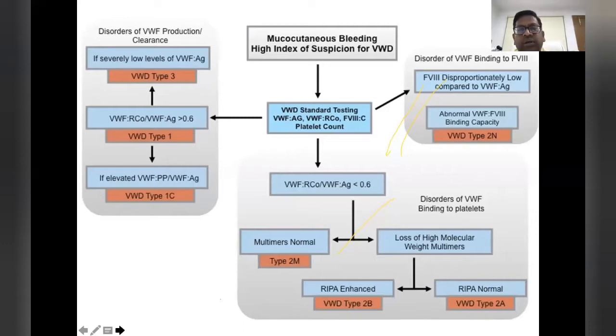The other way around, if there are disorders of von Willebrand factor binding to factor 8, that is 2N disorders, you will find that factor 8 is disproportionately low compared to von Willebrand factor antigen. So in those scenarios, you have to do a factor 8 binding assay, and you might be dealing with 2N. 2N is not that prevalent in India.